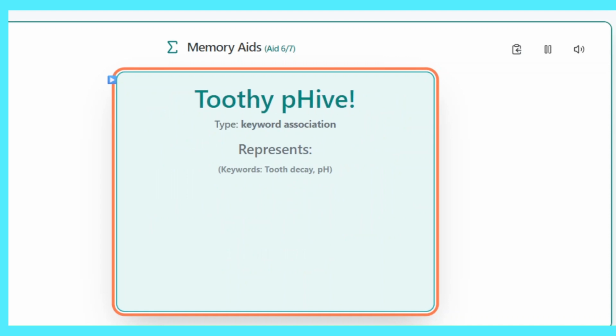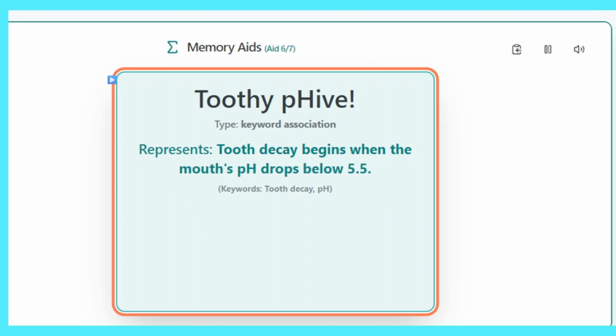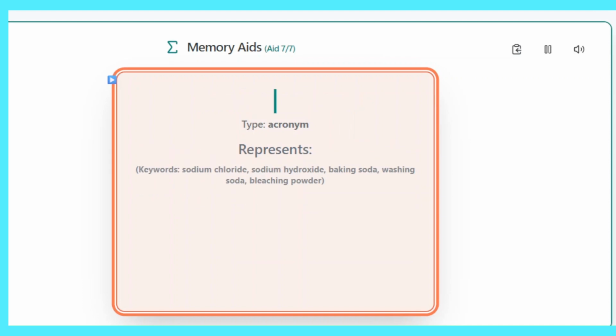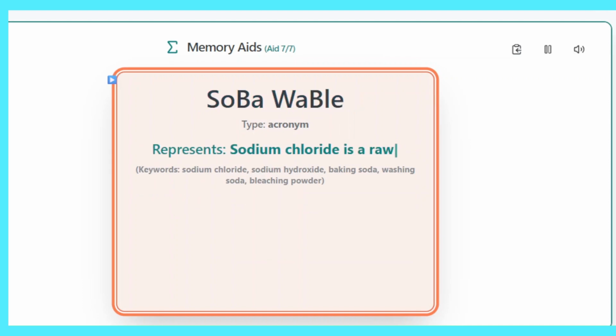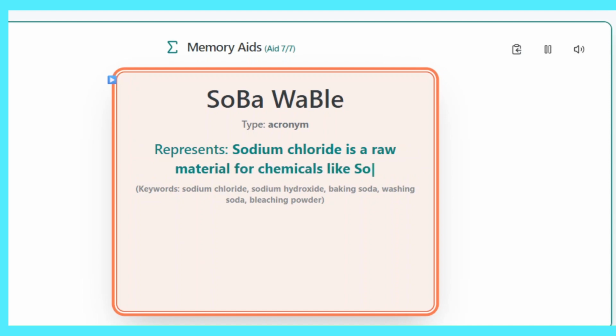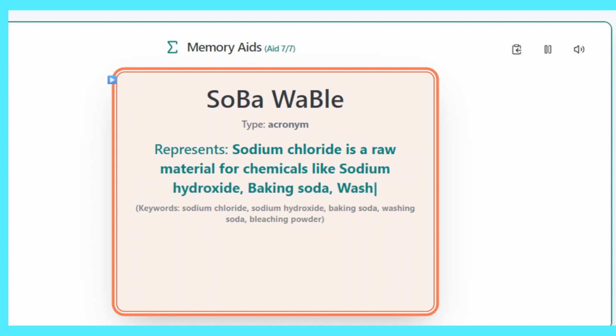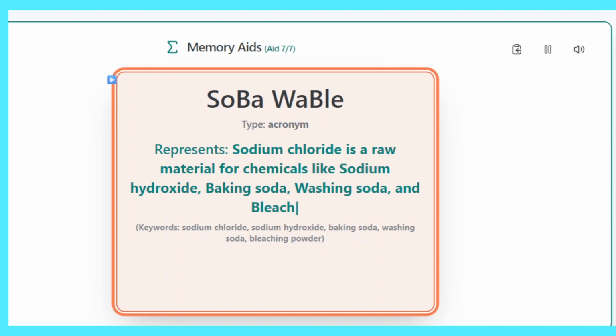Tooth decay. Which represents, tooth decay begins when the mouth's pH drops below 5.5. Sodium chloride. Which represents, sodium chloride is a raw material for chemicals like sodium hydroxide, baking soda, washing soda, and bleaching powder.